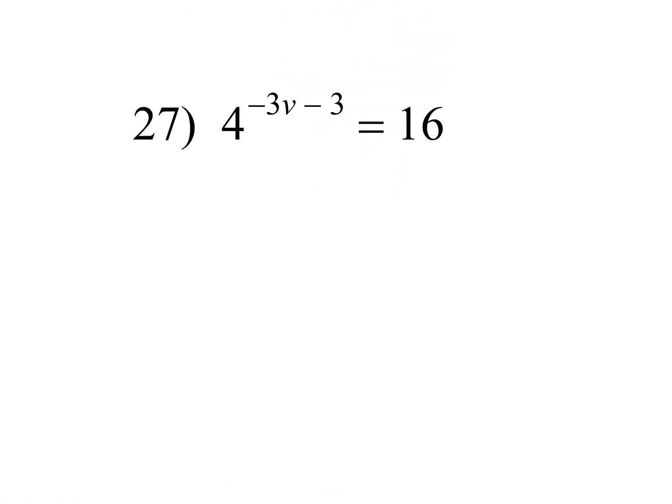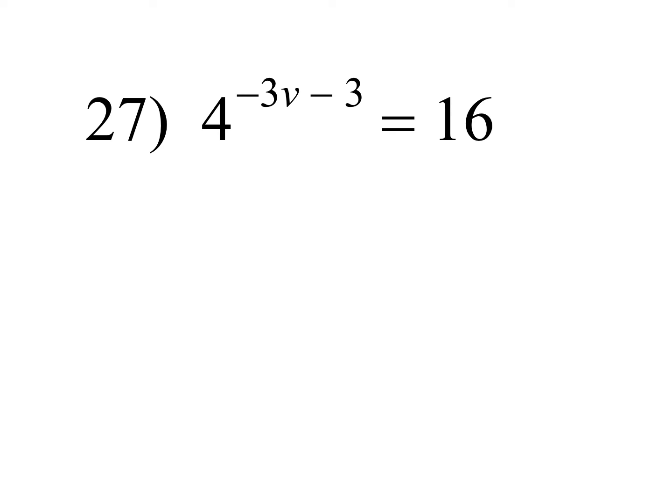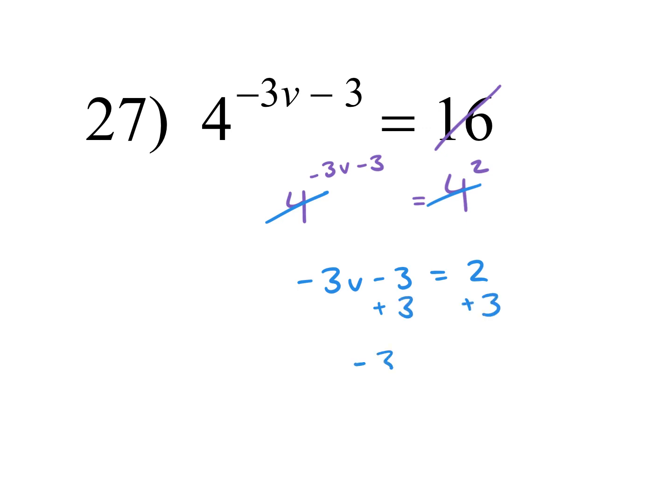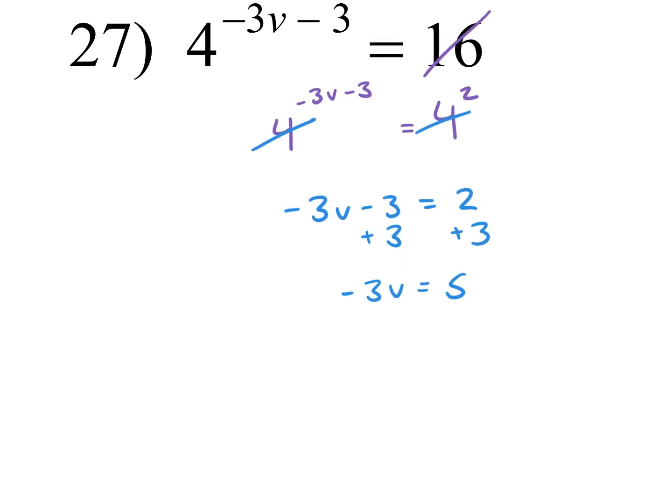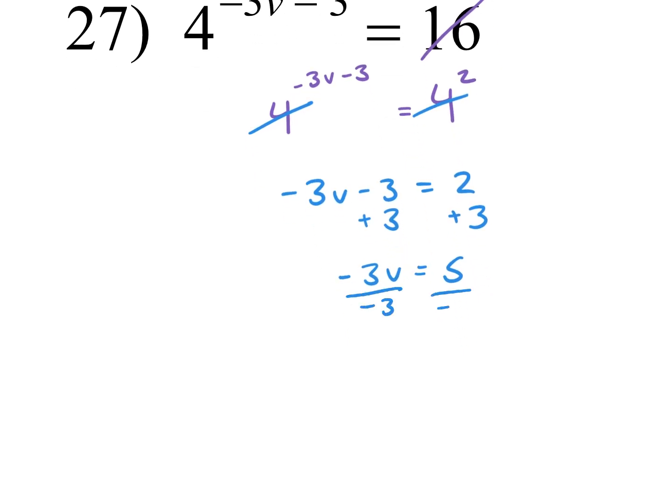All right, 27. So here we don't have a common base yet. So how do I make 16 have a common base? 16 is 4 squared. So I changed 16 to be 4 squared. So 4 squared is equal to 4 to the power of negative 3v minus 3. So when my bases are the same, what can I do? You can cross them out. So I have negative 3v minus 3 is equal to 2. Now how do I solve for v? Add 3. So negative 3v is equal to 5. And then what's the last step? Divide by negative 3. So v is equal to negative 5 over 3.